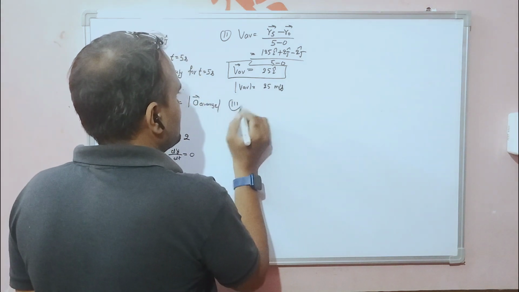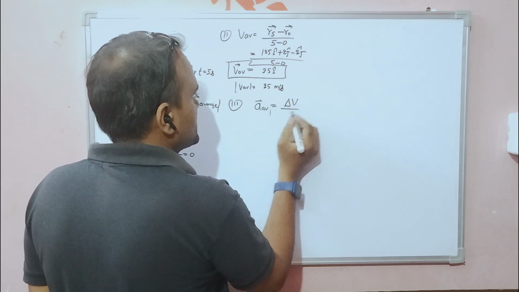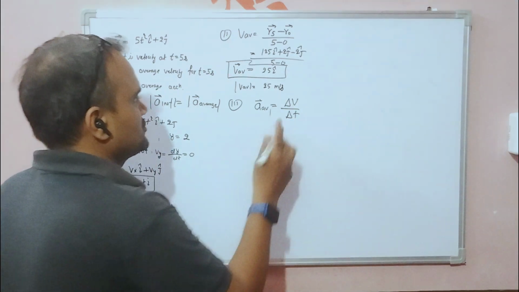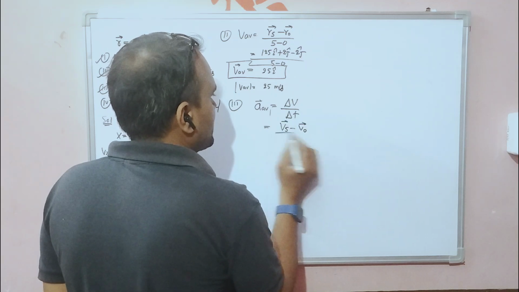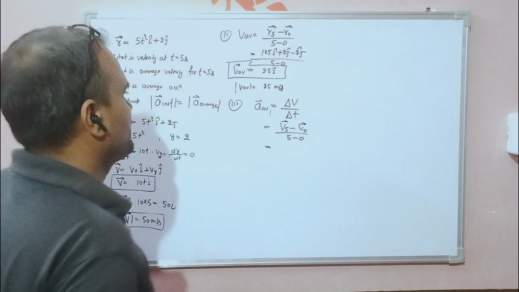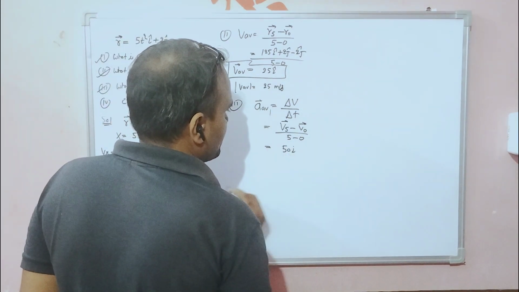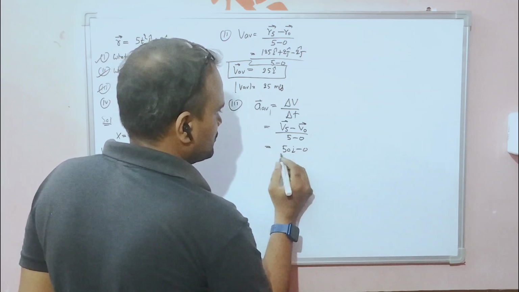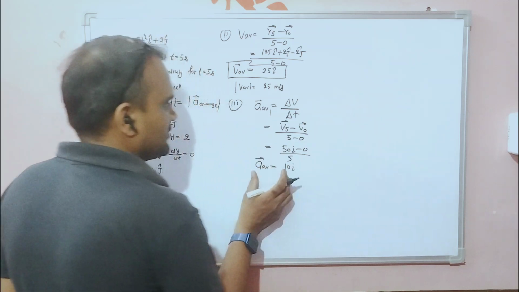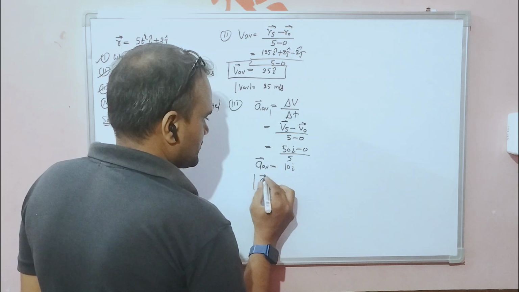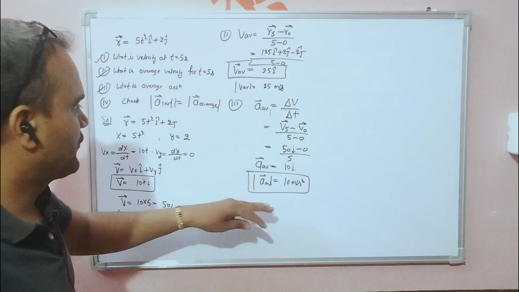What is the average acceleration? Average acceleration is written as change in velocity upon change in time, right? And what is the change in velocity? Change in velocity is v5 minus v0 divided by 5 minus 0, right? So what is this v5? Let's put this value time t equal to 5 in this. So it will give me 50 i, and v0 is 0, here it is 5, so it will give me 10 i. Okay, so this is the average acceleration vector. What is the magnitude of this? Magnitude of this is simply 10 meter per second square. Okay, so this is the value of average acceleration.